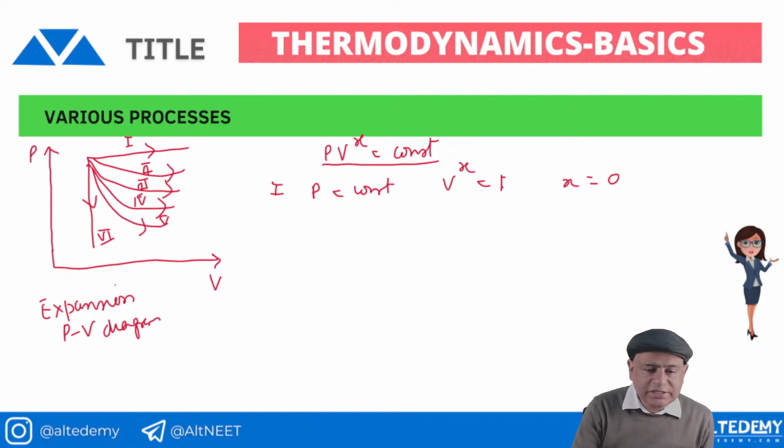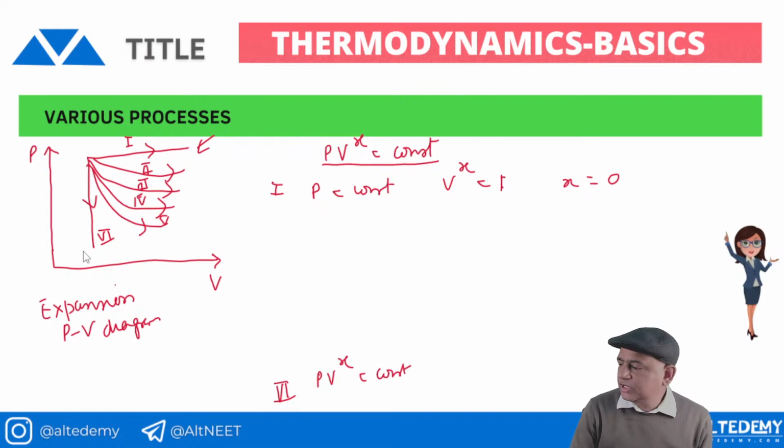If for this line we draw this formula like PV^x is constant, then for x we will have to take 0. If x is 0, then V to the power 0 is equal to 1. Then we get P equals constant, and in this graph we are seeing that pressure is constant. Come to the sixth portion. Suppose this is the sixth portion. Here we are writing PV^x equals constant. Here we are noticing that volume is constant.